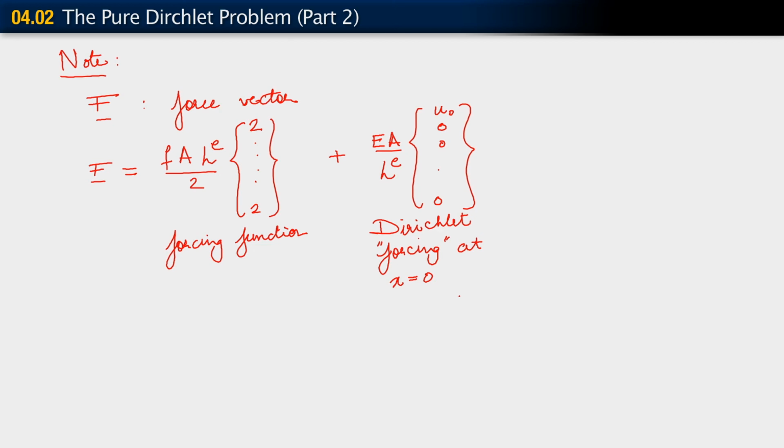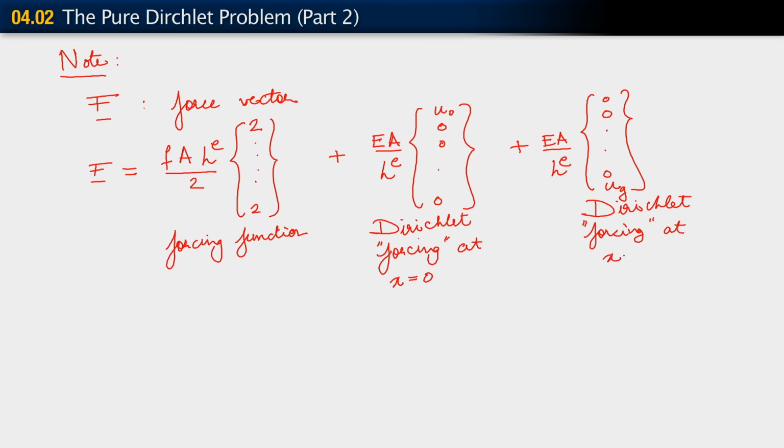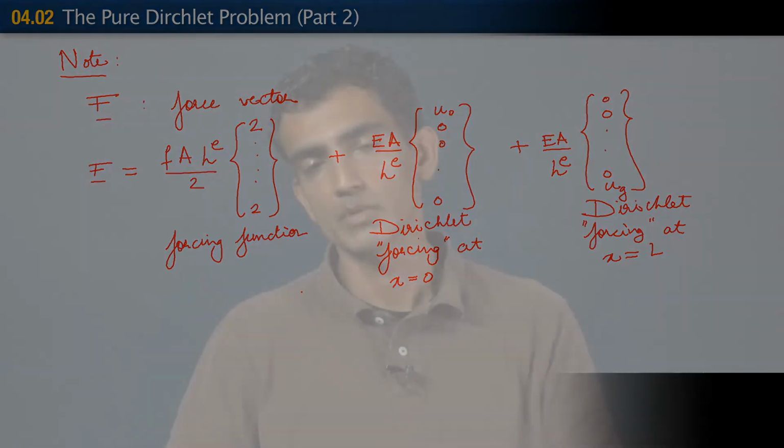Okay, of course, if U0 equals 0, this thing would just drop out. Plus EA over HE multiplying a column vector with zeros everywhere except in the very last position, which is UG, which now is the Dirichlet data at x equals L. Okay, so here you have a situation where clearly having only Dirichlet boundary conditions is actually driving the problem, right? There are no Neumann data in this problem, purely Dirichlet. Okay, so this would be a good place to stop this segment.